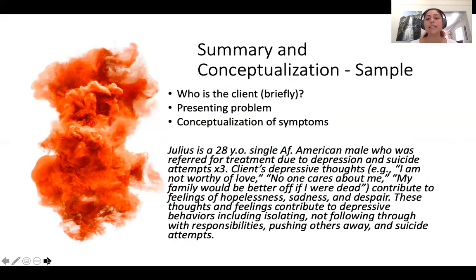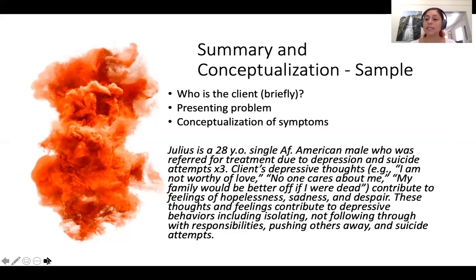Okay. So first, summary and conceptualization. Here we want to know who is the client very briefly. And so I have here Julius is a 28-year-old single African-American male who was referred for treatment due to depression and suicide attempts ×3. So that also gave me a little bit of the presenting problem. Okay. And then elaborate a little bit more on the symptoms. That's the presenting problem. So depressive thoughts, and I explain what those are, contribute to feelings of hopelessness, sadness, and despair.